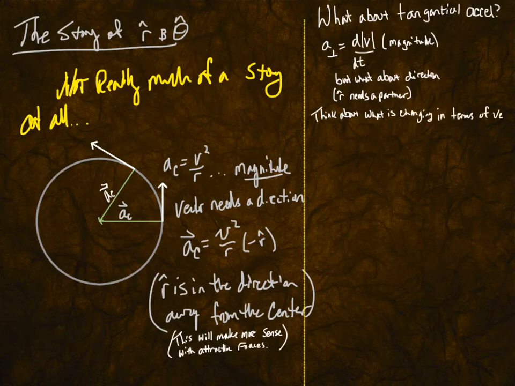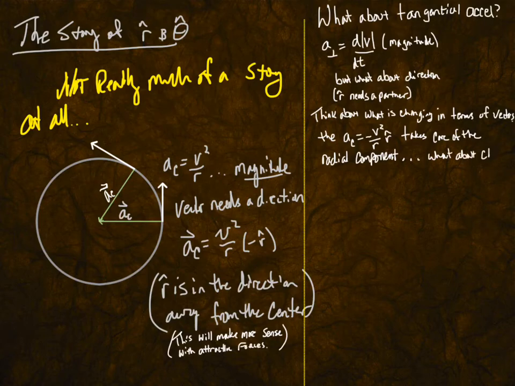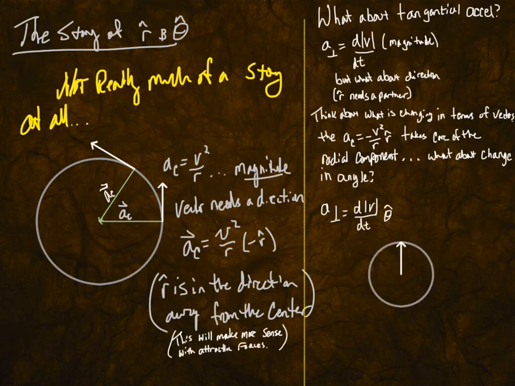So when you think about what is changing in terms of the vectors, the centripetal acceleration takes care of the change in the r hat direction, in the radial component. But what about in the tangential component? So our perpendicular acceleration is going to equal dv dt with a theta hat. And here's how I like to describe the theta hat. We have our r hat, which is pointing away, and then tangential to that.